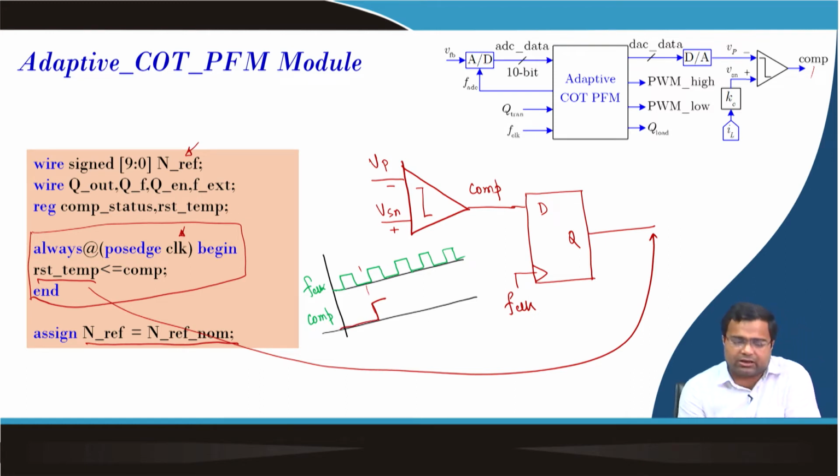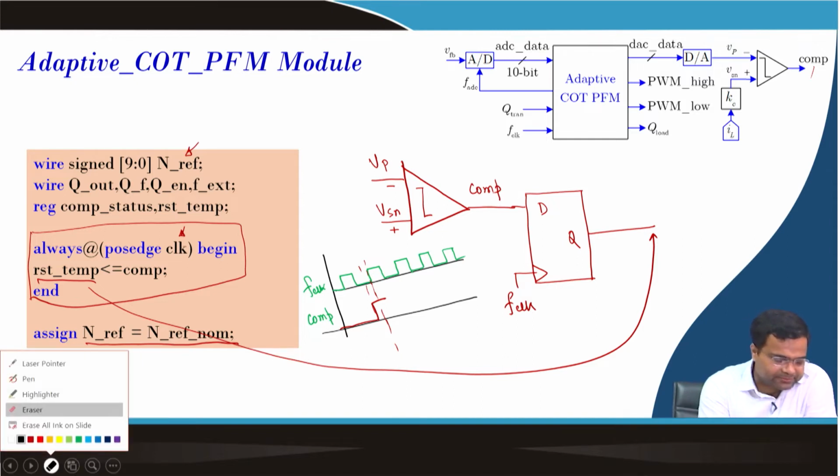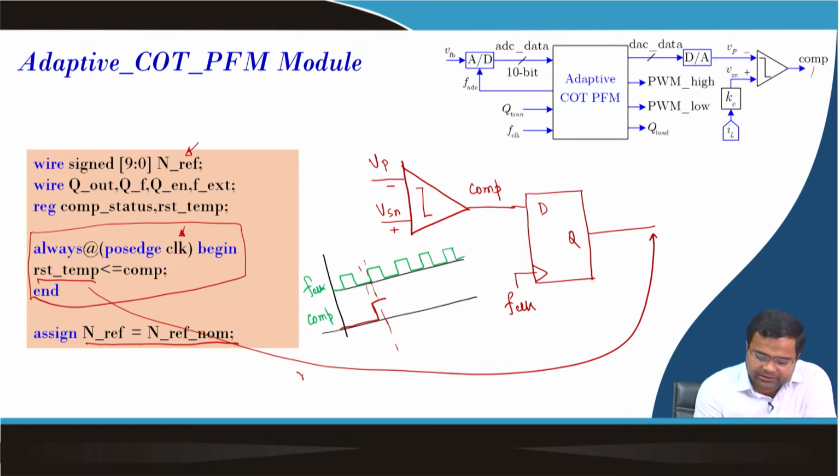So, we cannot turn on immediately. We have to wait for the clock to come. That means whatever signal we are using here, RST comp, that means reset comp, or basically clock, RST temp, some name is given. If you draw this particular clock, it will be turned on. When will it be turned on? It will be turned on here.